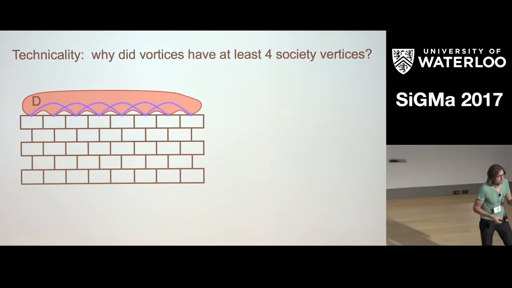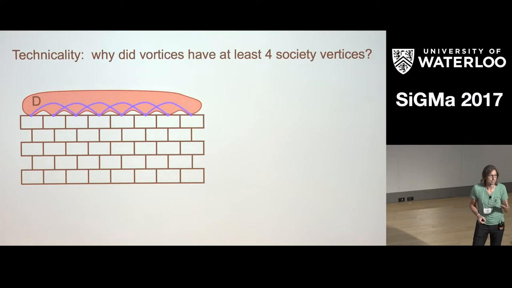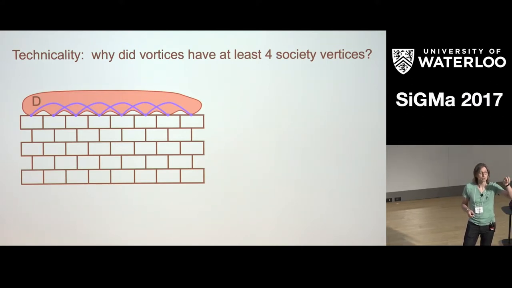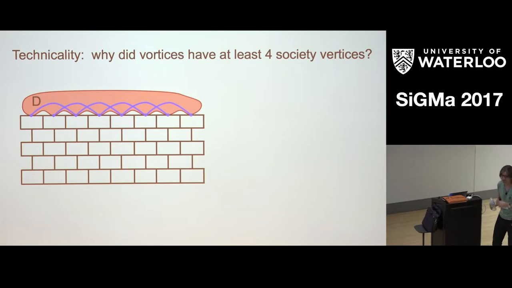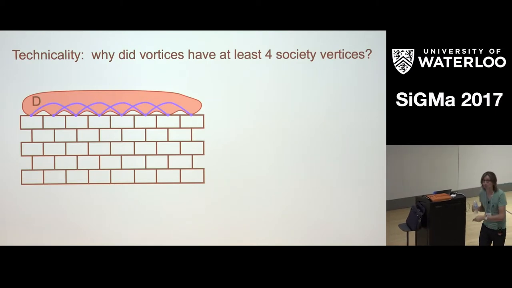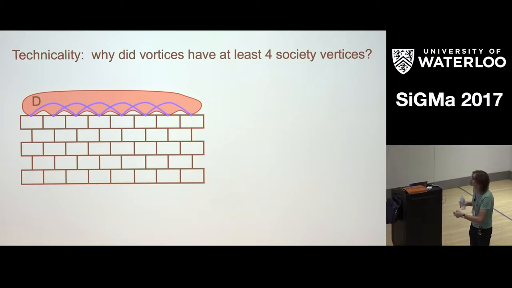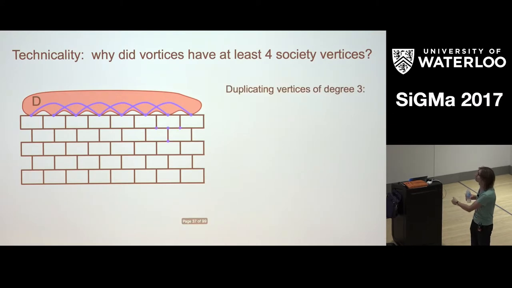But before I get there, there's a technicality which I swept under the rug. So remember, when I defined vortices, I said it was this disk. It intersects the drawn graph only in vertices. And it intersects it in at least 4 vertices. So that seems a little bit arbitrary. Why 4? Well, because when I'm looking at vertices of degree 3, the following thing happens.